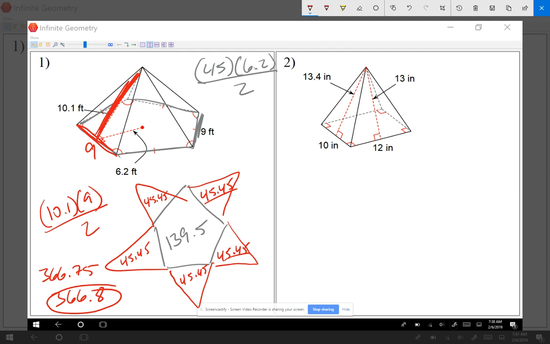Same thing with example number 2. I'm going to start with the base, which in this case is a rectangle. You guys can see my rectangle is a 10 by 12. So 10 by 12, we're going to say it's 120.